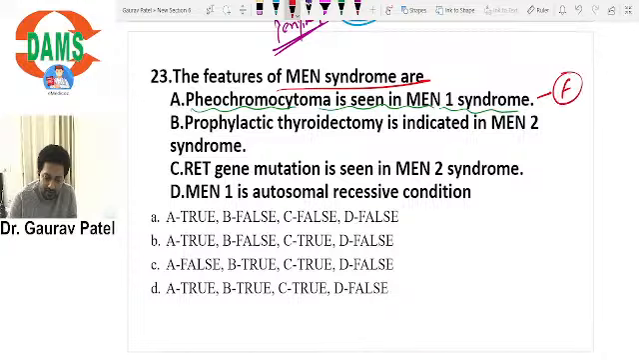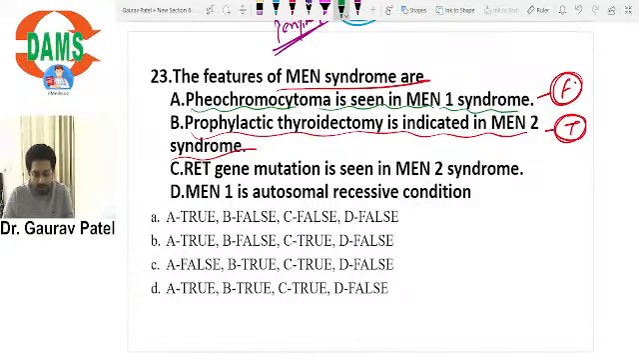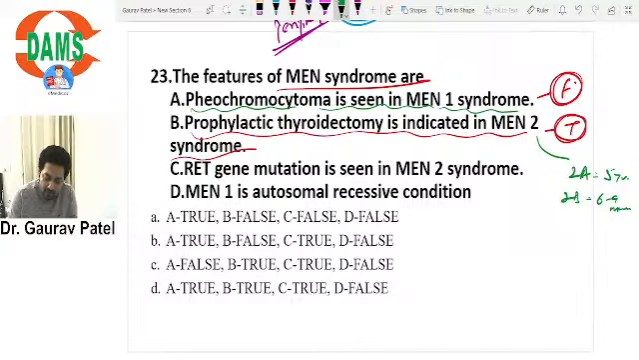So this is false. Prophylactic thyroidectomy is indicated in MEN2 syndrome. Yes, it is true because there is 100% risk of medullary thyroid cancer. So we will do prophylactic thyroidectomy in MEN2. In 2A, it is done at 5 years of age. In MEN2B, between 6 to 9 months, within 1 year basically.